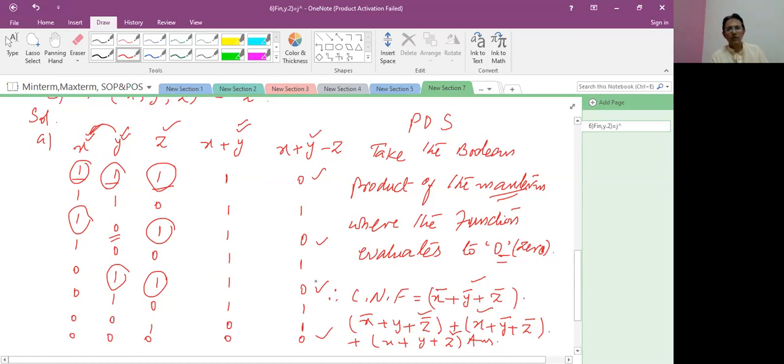So we make the last column, the fifth column, with the help of x plus y minus z. If you find the Boolean product of the Maxterm, we evaluate the function to 0. So it means there are 4 zeros. So it means the opposite of 0 for x, y, z all.